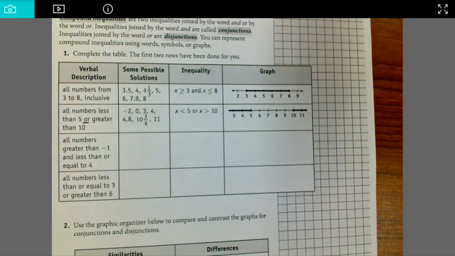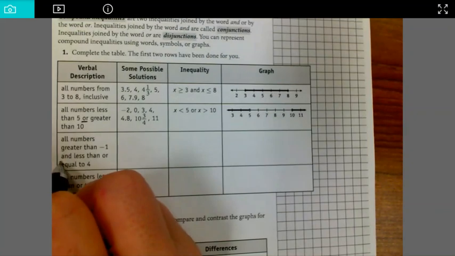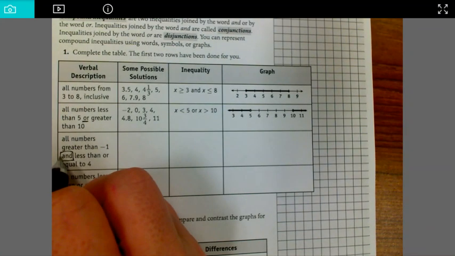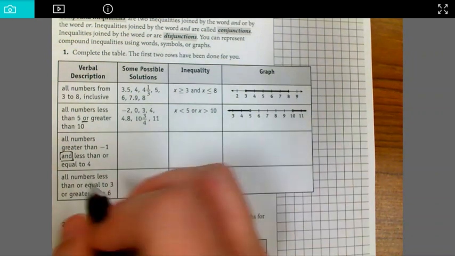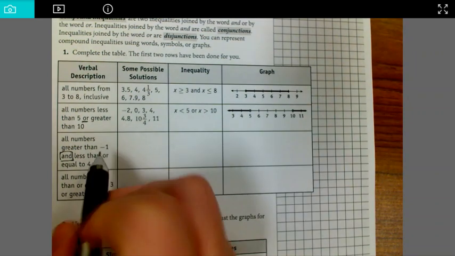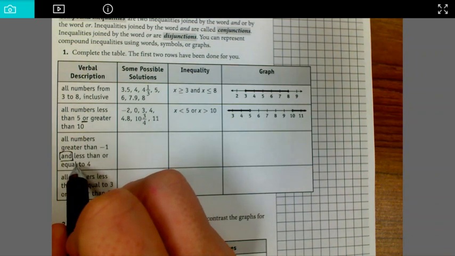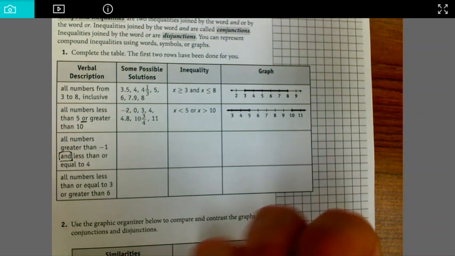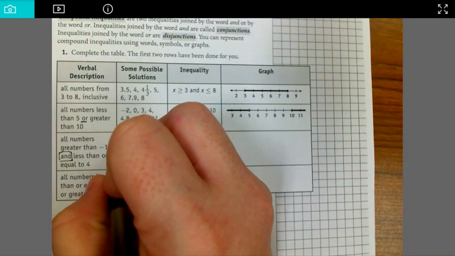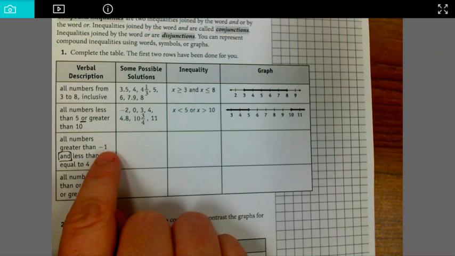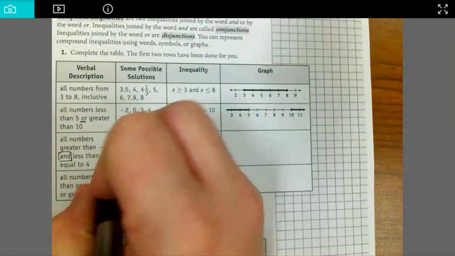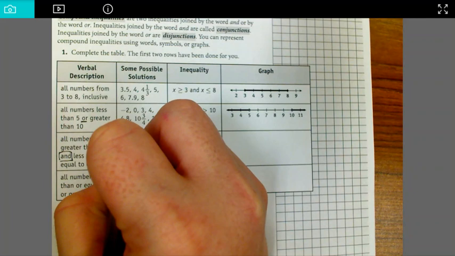All numbers that are greater than -1 and less than or equal to 4. So notice we got this word and here in the middle. Okay, so I want numbers that are bigger than -1 and also are less than or equal to 4. So some possible solutions. Well, I can't include -1 because -1 is not greater than -1. But I could include -0.5.